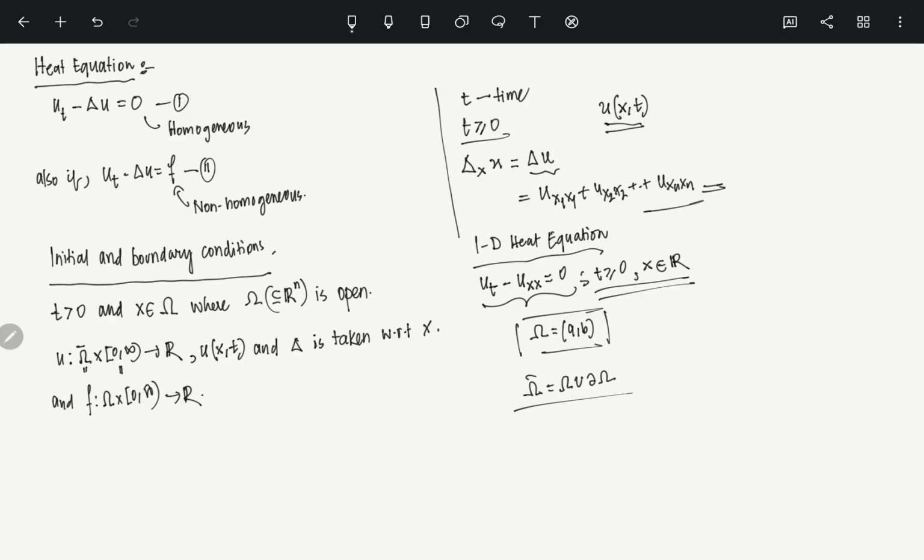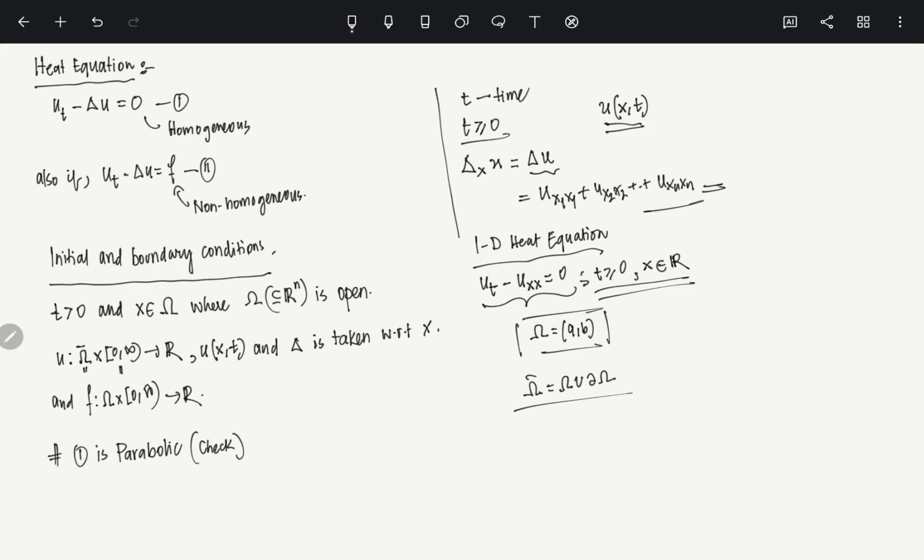The equation looks like ut minus Laplacian u equals 0. If you compare this equation with your canonical form, a small note is that it is parabolic. It's a parabolic equation. Please check this part. It is very easy to check. Check it. It is a parabolic equation.